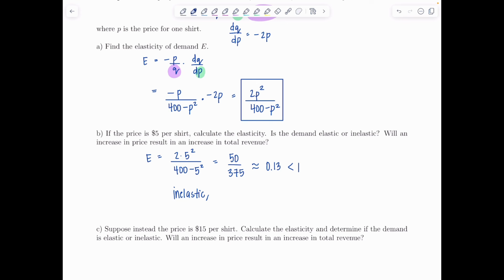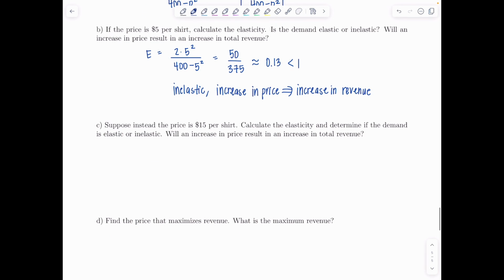So to answer the second part of the question, if we increase the price, that means there will be an increase in revenue. So that tells you, you're the t-shirt company, charge more than $5 per shirt. Well, we up it to 15 then. Okay, I can make more money if I charge more. They're going to keep buying these t-shirts.